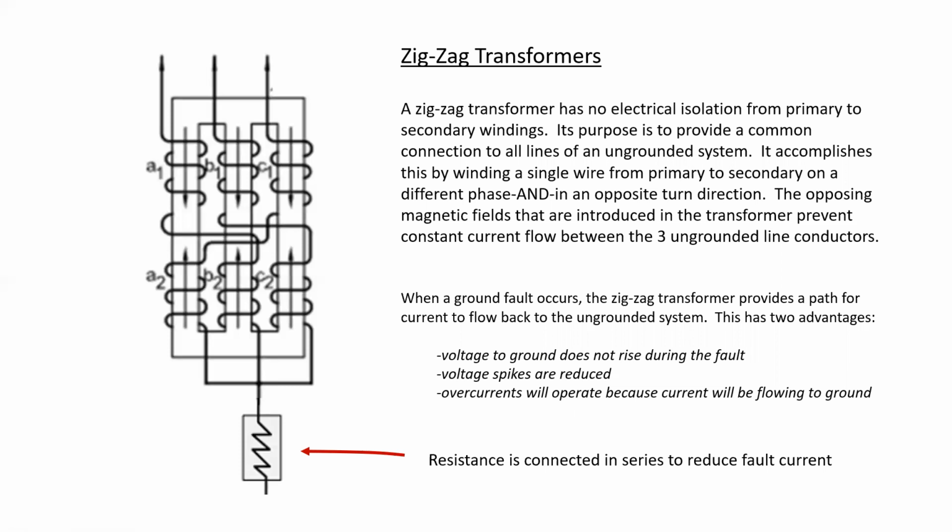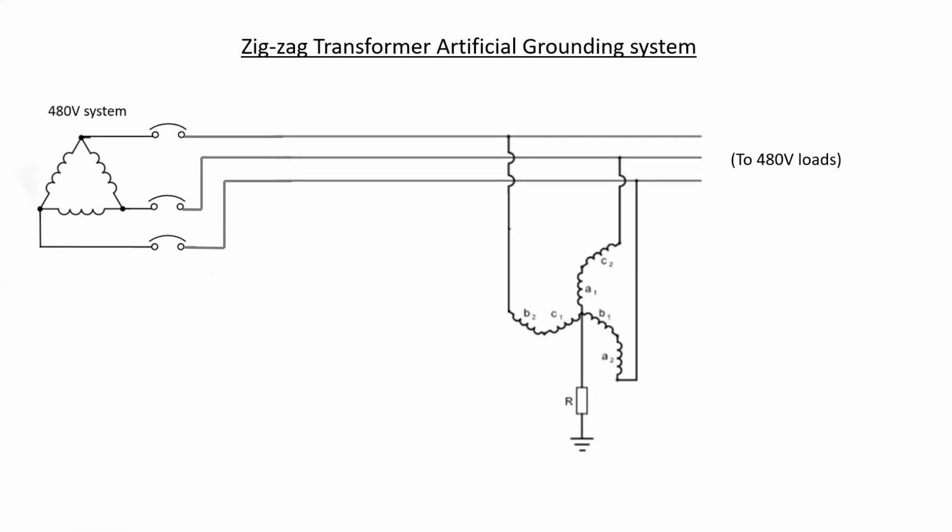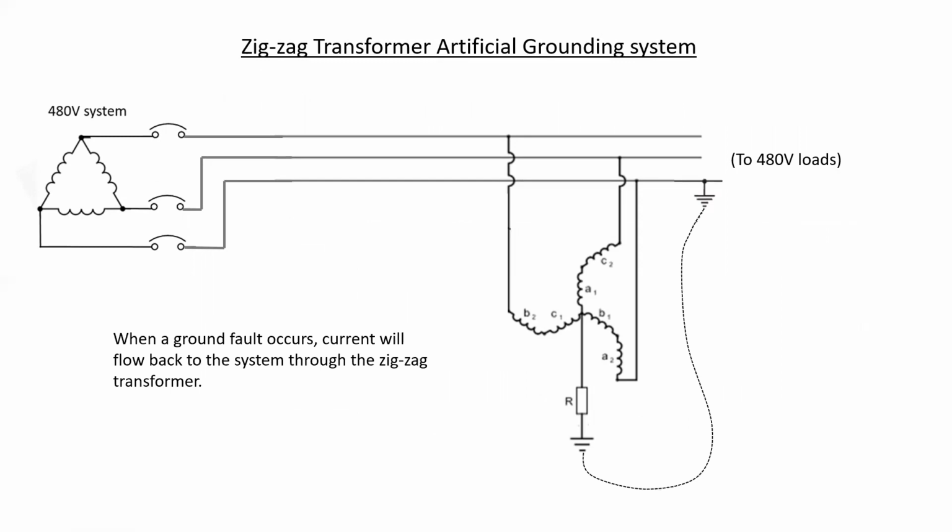So typically, we have a very large resistor that is then connected in series with the zigzag transformer. So here is a full installation. We have a ground fault. Current flows back to the system through the zigzag transformer, and we can put larger resistance values in there to limit the fault current.